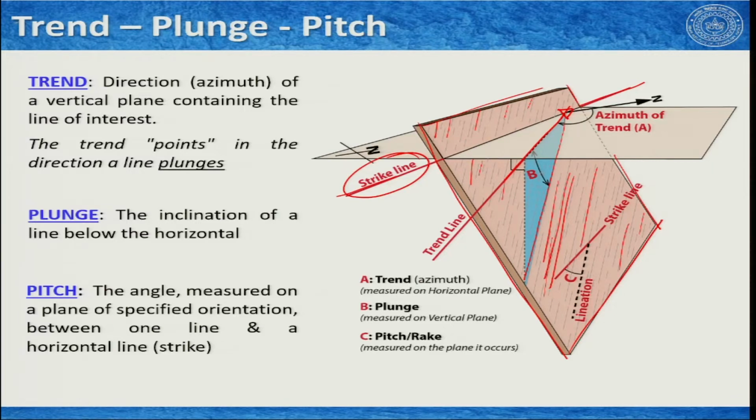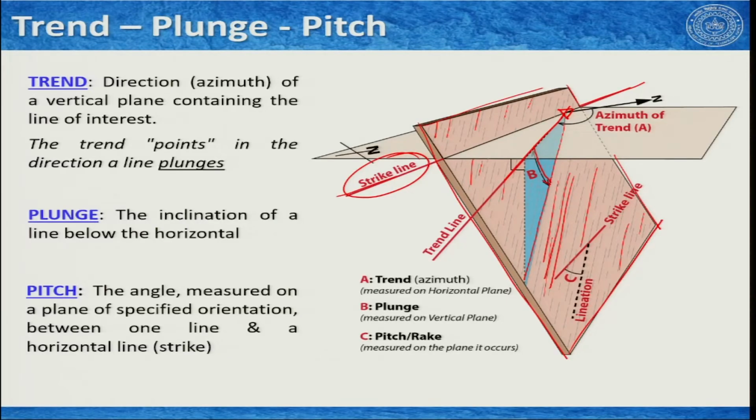The azimuth of this imaginary line is the trend of this linear feature. And the angle that you have to move from this inclined plane to make it horizontal is the plunge, which is defined as B.